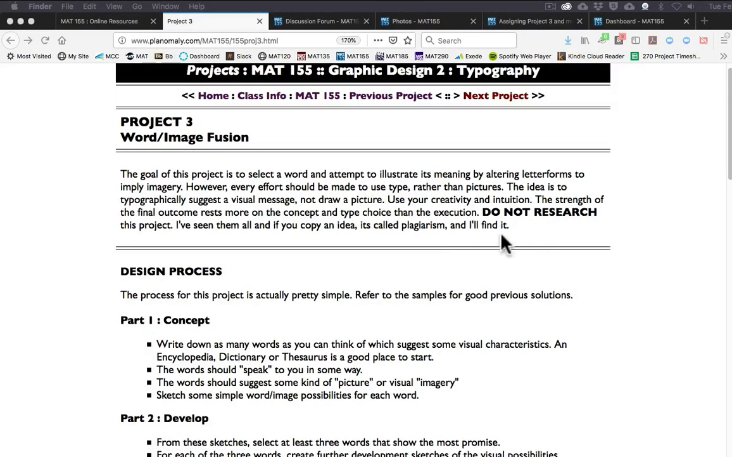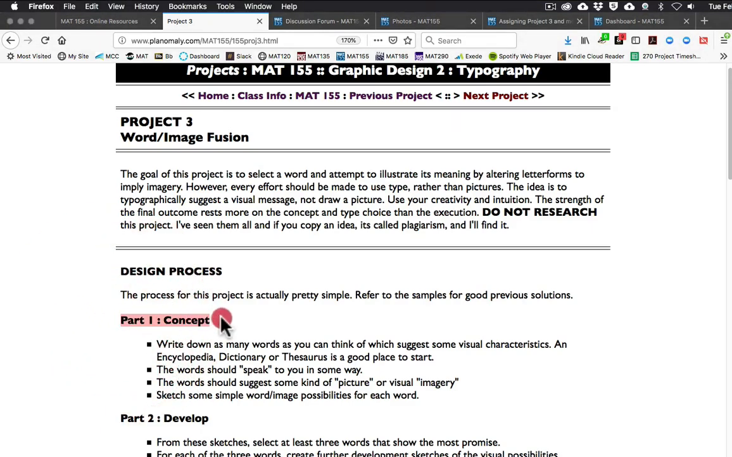All right, for part one of this project, we are going to be working on the concept. The goal of the project is to select a word and attempt to illustrate its meaning by altering the letter forms to imply imagery. That's the real key here, altering to imply.